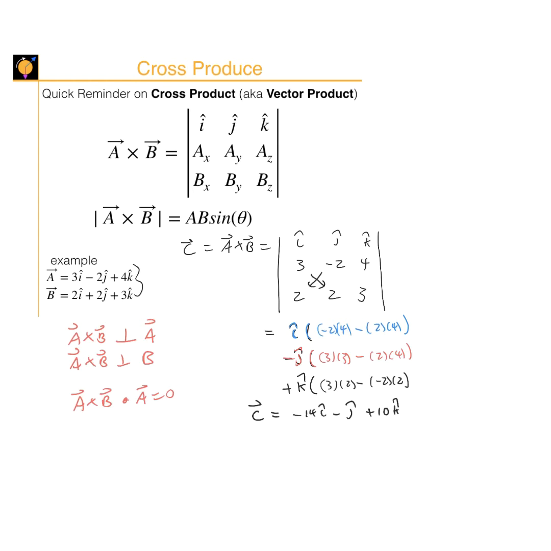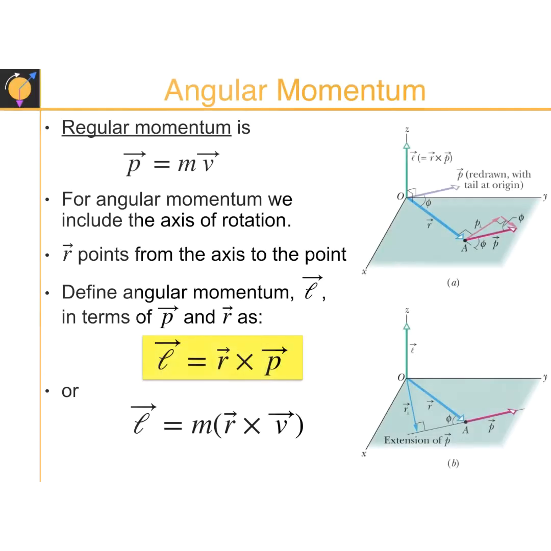We could also, if we want to, calculate the magnitude of this vector. So that would be the square root of -14 squared plus -1 squared plus 10 squared. That works out to about 10.72, which is the magnitude of that vector. So that's something that's going to come in handy.